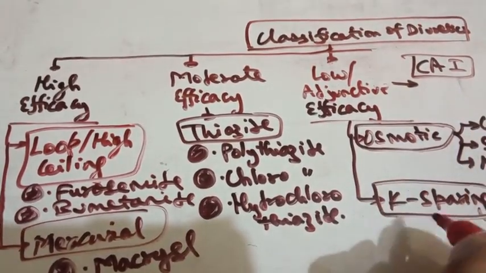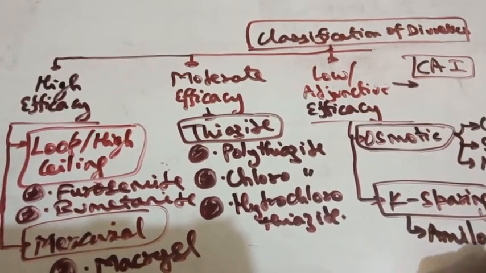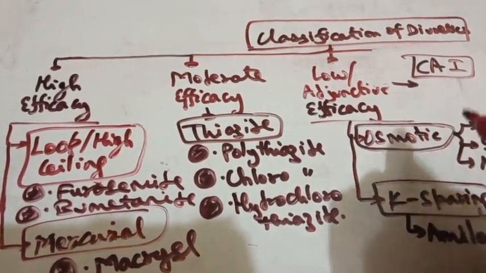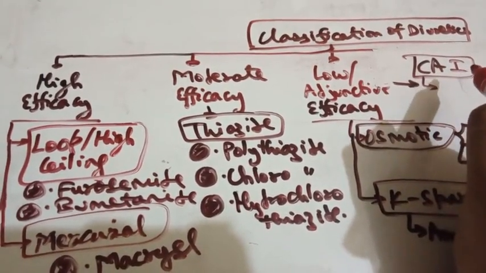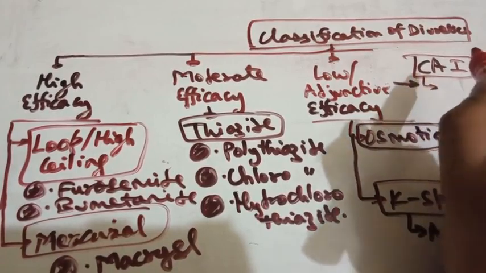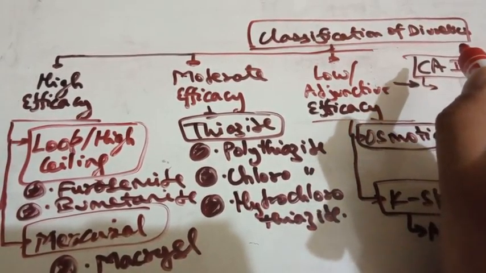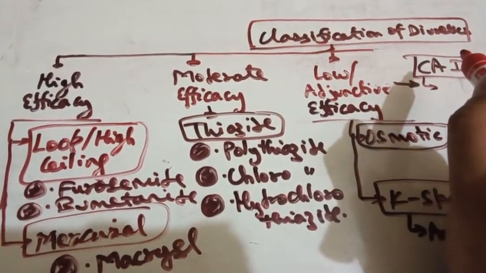In potassium sparing diuretics, we have amiloride. And in carbonic anhydrase inhibitors we have drugs like... I actually forgot, because I am not looking at any notes or any book, so I forgot the drugs of carbonic anhydrase inhibitors.